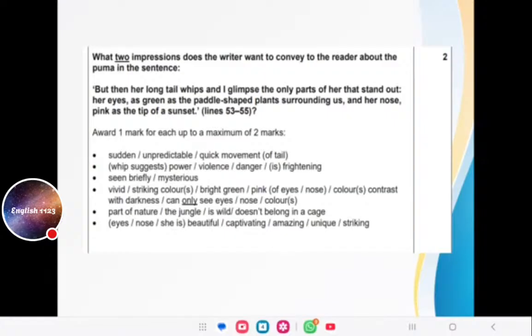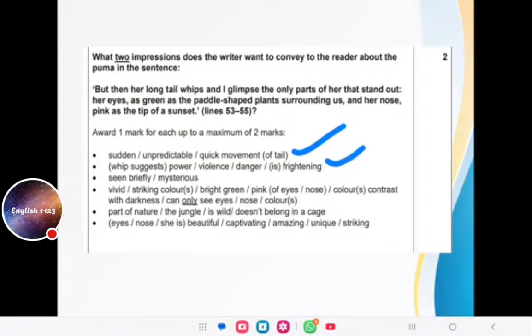Now let's see the mark scheme. Here we have six possible impressions. First impression is sudden and unpredictable movement of the tail, whipping of the tail. Whip suggests power, violence, danger, frightening, seen briefly, mysterious. So the word whips is very important. The way the animal is whipping its tail shows energy, force, power, violence, and the mood of the animal. That is also available there.